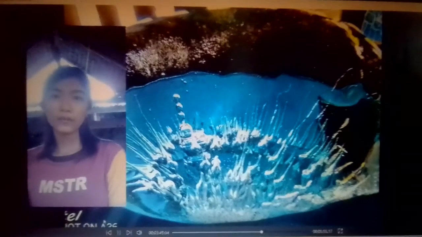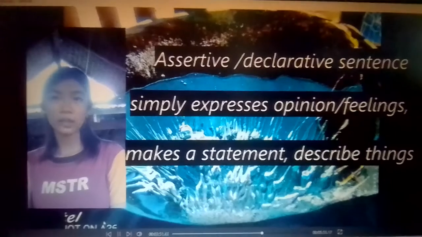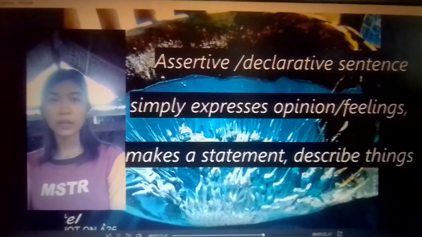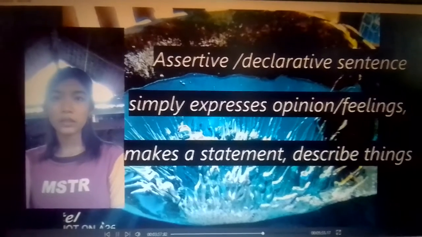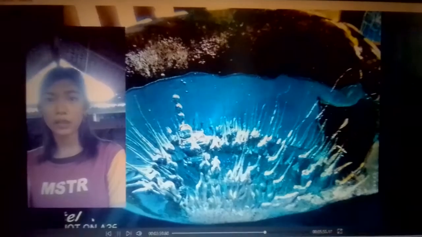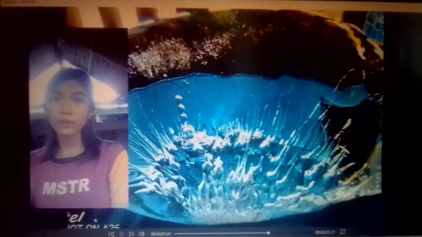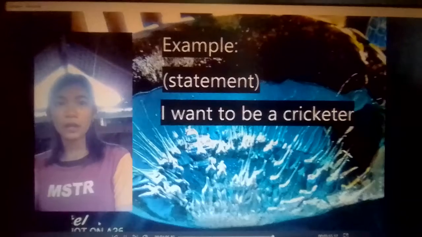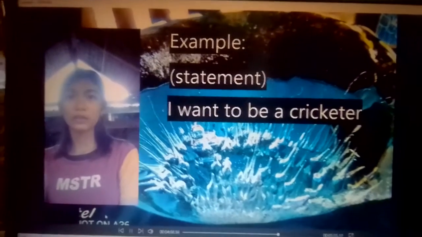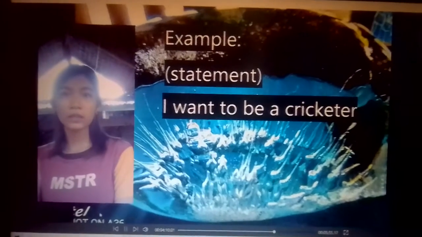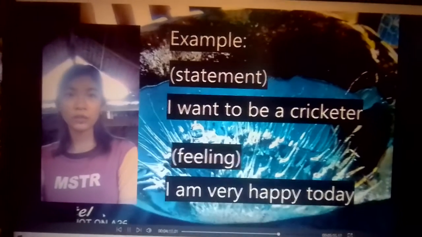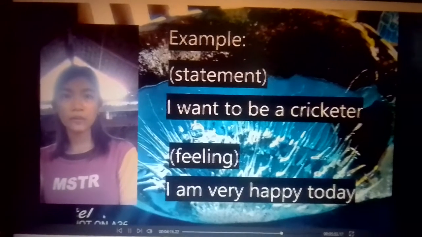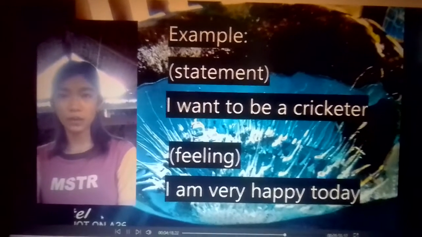When we say assertive sentence or declarative sentence, it simply expresses an opinion or feeling, makes a statement, describes things, in other words, declares something. These types of sentences end with a period, a full stop. So we have some examples. I want to be a cricketer. It's just saying that she wanted to be a cricketer. For a feeling: I am very happy today.